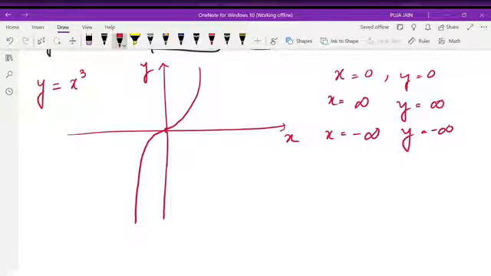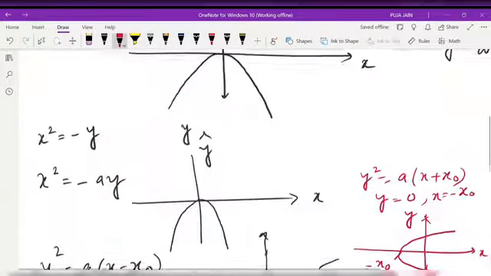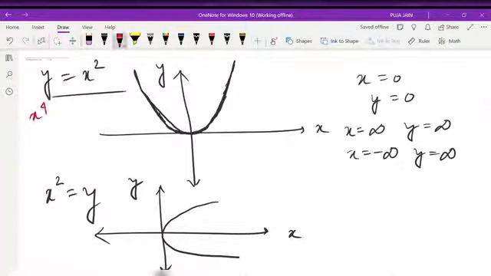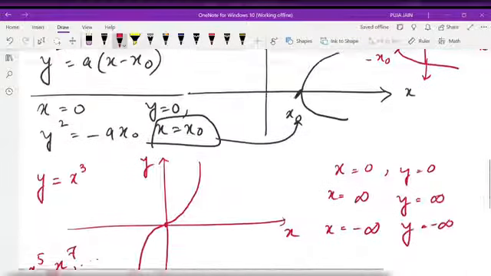Now, if y equals x to the power 5, x to the power 7, and so on, we are going to get the same type of graph. Like previously I said about y equals x square. If y is x to the power 4, x to the power 6, we will get the same type of graph. Okay, so this you should know.